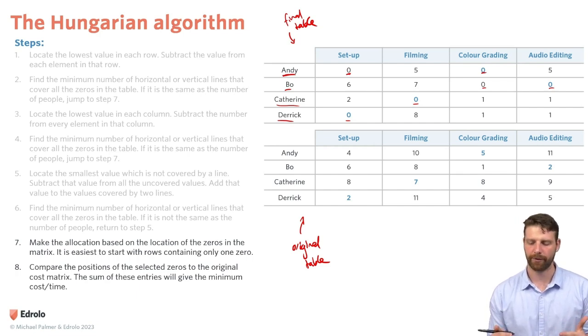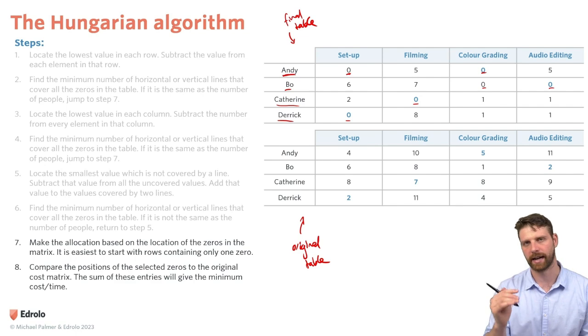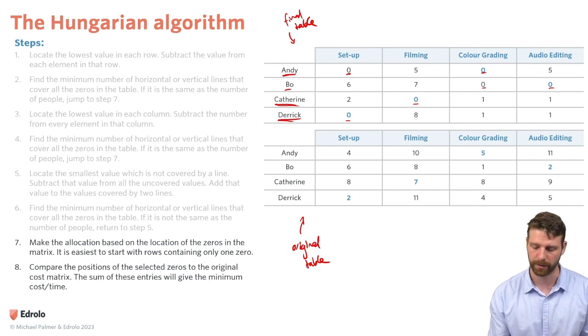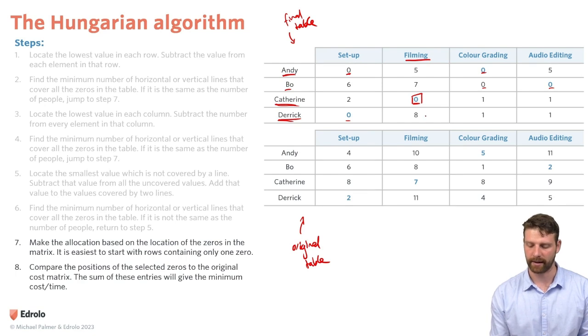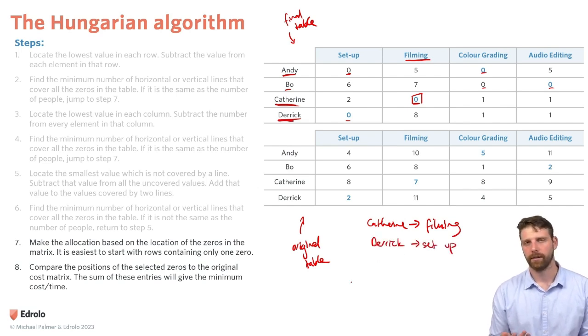However, I've got to be careful and make sure that I don't leave anyone without a task. So if you allocate wrong, you might need to start again. What I think is easiest is to start allocating based on the rows that have only 1 zero in them. So we can see that Derek only has 1 zero, which means there's only one task he can do optimally. And Catherine has 1 zero, and that's one task that she can do optimally. So we can see that this 0 is in the filming column. And so what we can say is that Catherine will be assigned to filming and Derek will be assigned to setup.